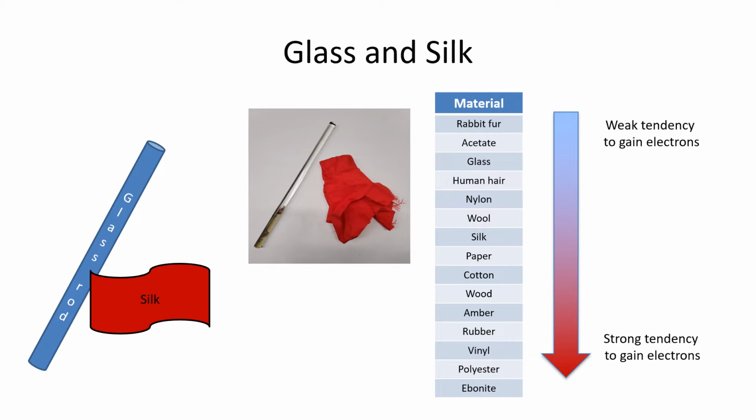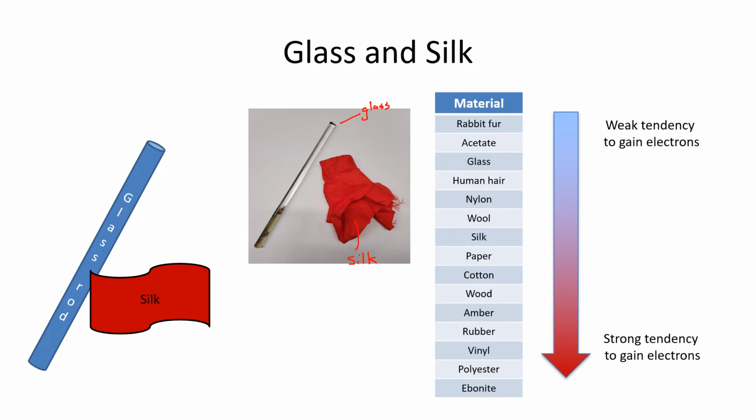Here's a couple others that you probably get a chance to try out in class. This is a glass rod here, and this red fabric here is silk. So this is a pretty common one to try. If you're going to do it in class, make sure you wash that glass, make it nice and squeaky clean so there's no fingerprints and other gunk on it.